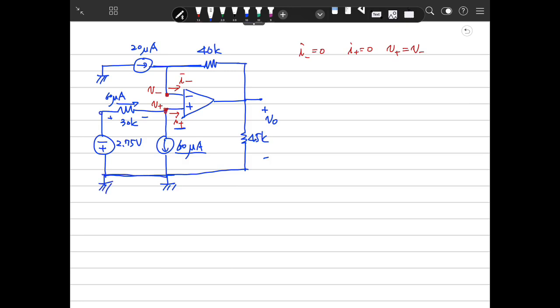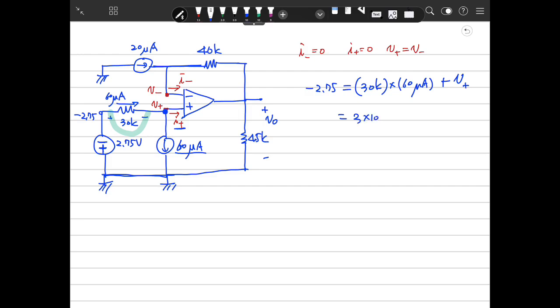Because this is a reference, and addition is plus and minus, so that is minus 2.75. So minus 2.75 is equal to the voltage drop over here. How much is it? 30 kilo multiplied by 60 microampere, plus V plus.